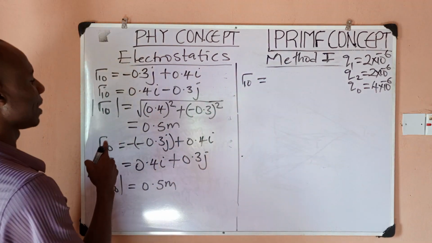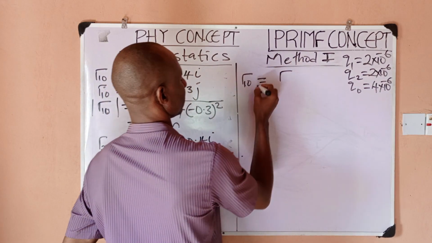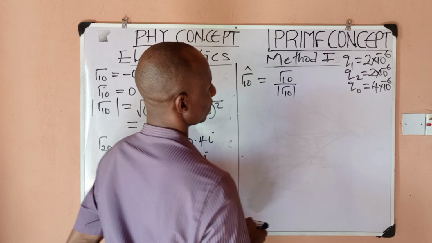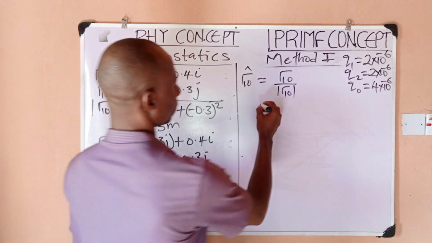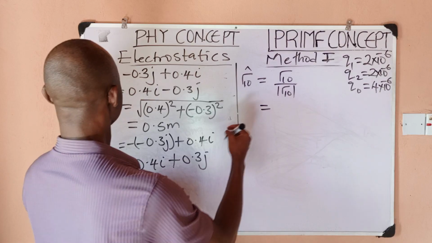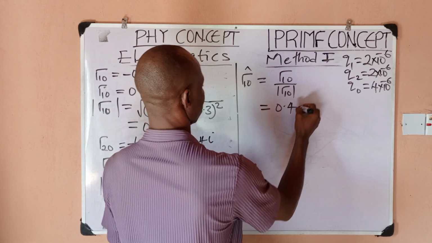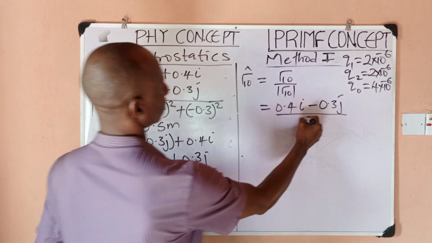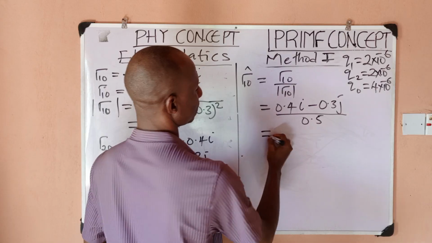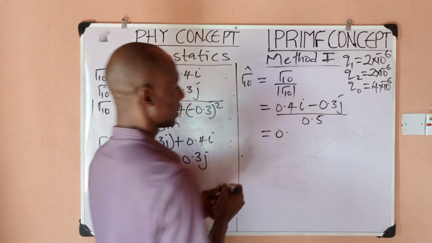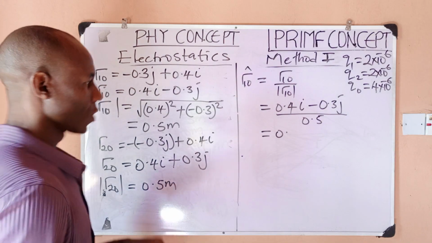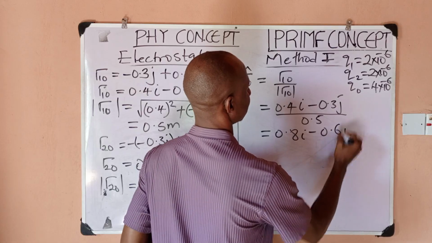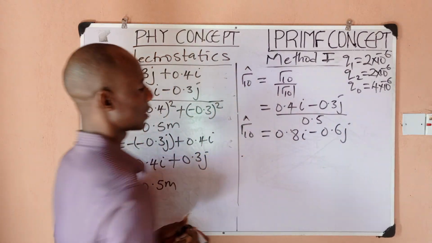The unit vector R10 is going to be R10 divided by the magnitude of R10. So this is the formula for the unit vector. So which is going to be what now? R10 is 0.4i minus 0.3j divided by the magnitude, which is 0.5. So if I solve this, I would have 0.8, I think. Okay, 0.8i minus 0.6j. So this is my R10 unit vector.